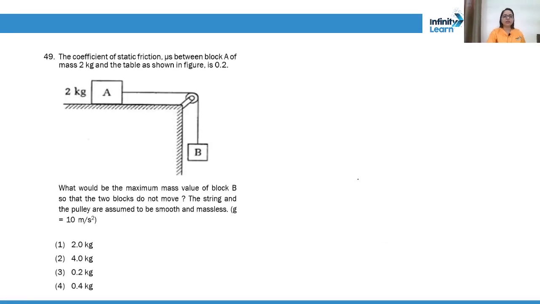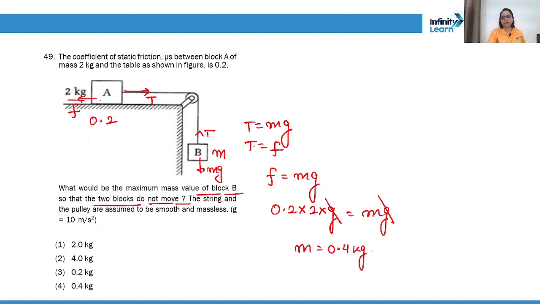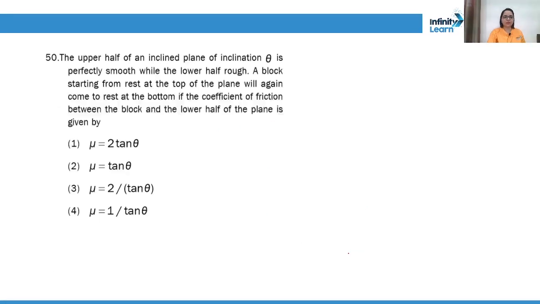Question number 49. The coefficient of static friction mu s between the block and the surface is 0.2. The block is 2 kilogram. What would be the maximum mass m of the block B so that the two blocks do not move? Take the value of g as 10 meter per second square. So basically this mg is balanced by tension over here. So T is equal to mg, and at the same time this tension is balanced by friction provided by the surface. So T is equal to friction. Friction over here is mu into m into g, and this should be equal to mg. So g will cancel this g, so m is 0.4 kilogram, which is option 4.